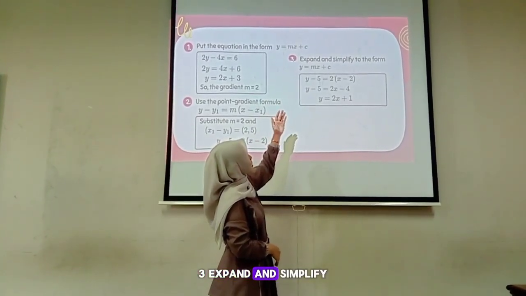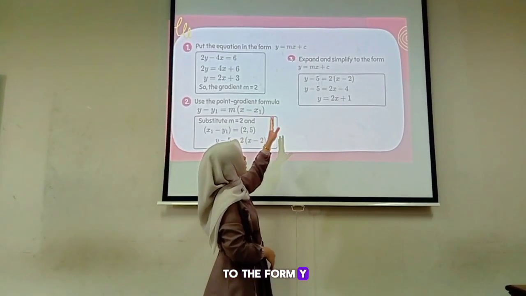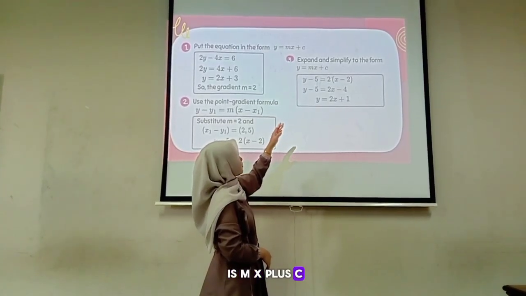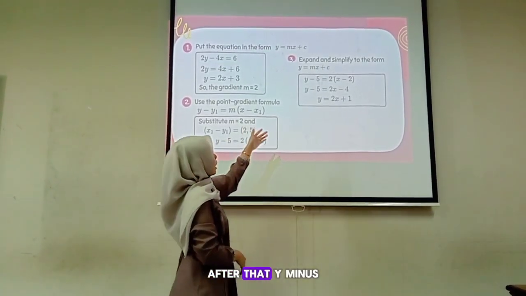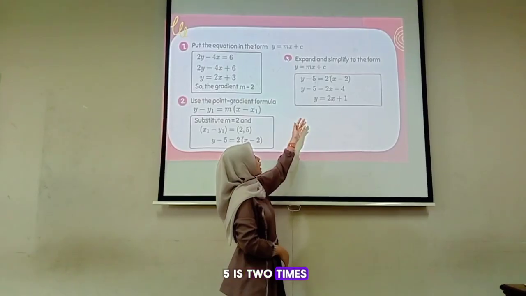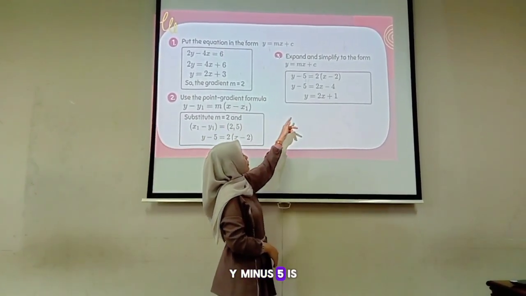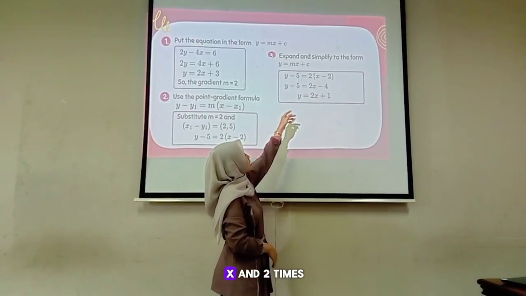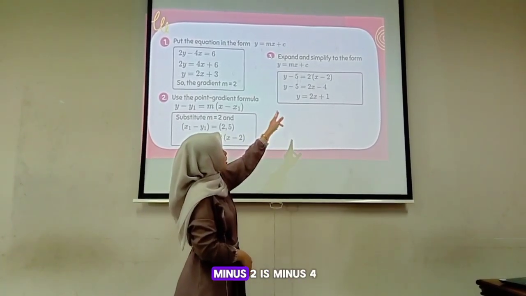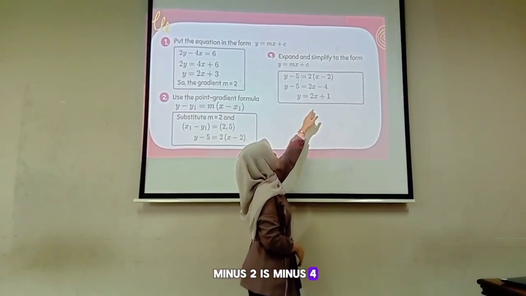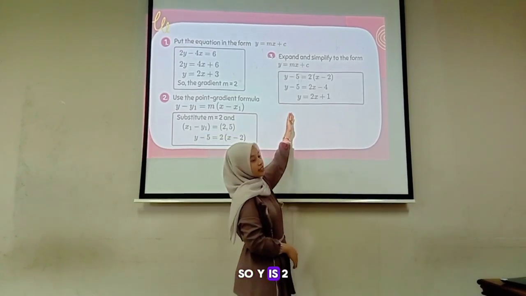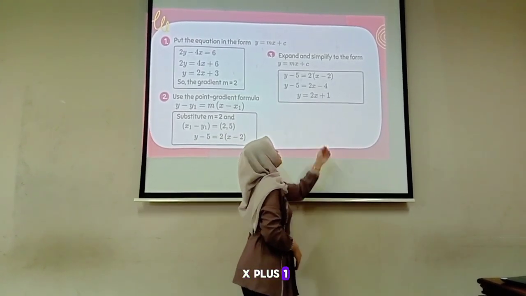3. Expand and simplify to the form y is mx plus c. After that, y minus 5 is 2 times x minus 2 in brackets. Y minus 5 is 2 times x, which is 2x, and 2 times minus 2 is minus 4. So y is 2x plus 1.